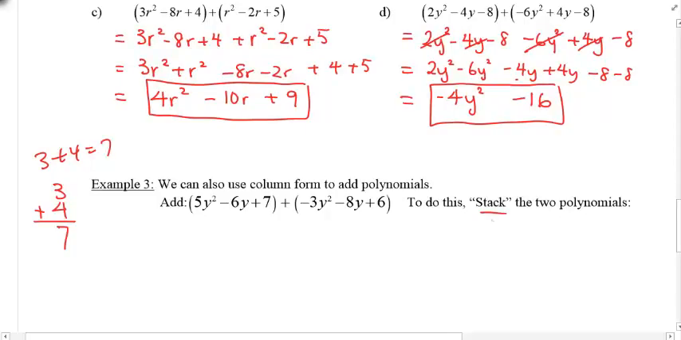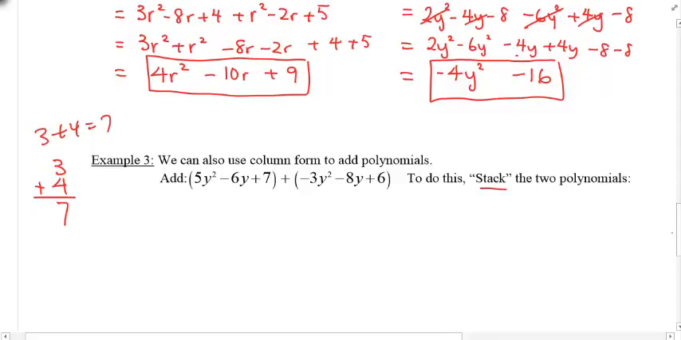So we can also add using the column form. To do this, we're going to stack the two polynomials. Now the key thing is to make sure all the square terms line up in a column, all the power of 1 or the degree 1 terms line up in a column, and all the constants line up in a column. So what do I mean by that? Let me show you. So let me write down 5y squared minus 6y plus 7. And your goal now is to take the second polynomial and stack it below, but make sure the y squareds line up. So negative 3y squared minus, and make sure the y's line up, and make sure the numbers line up.